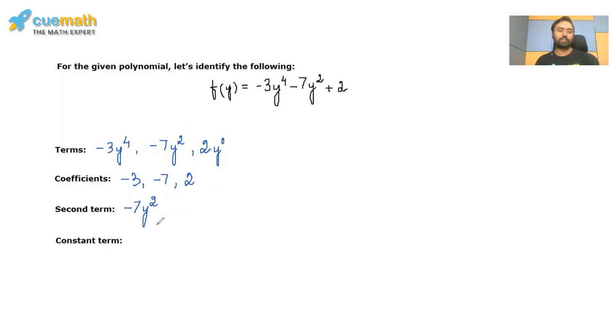A constant term is a term where you don't have any variable. If you look at this polynomial, yes, I agree that we can write this number as 2 y raised to the power 0, but that is only when we have to represent all the terms in terms of a variable. But in the polynomial, there is no variable attached to this number. So the constant term is 2. It's basically any term where there is no variable. So let's now move on to the next part.